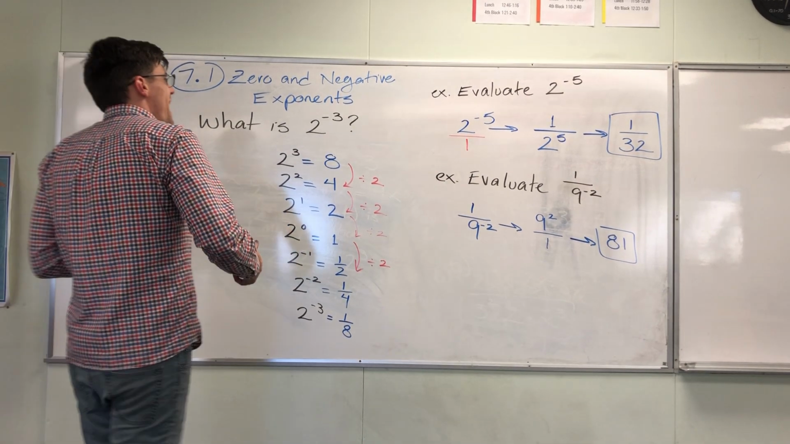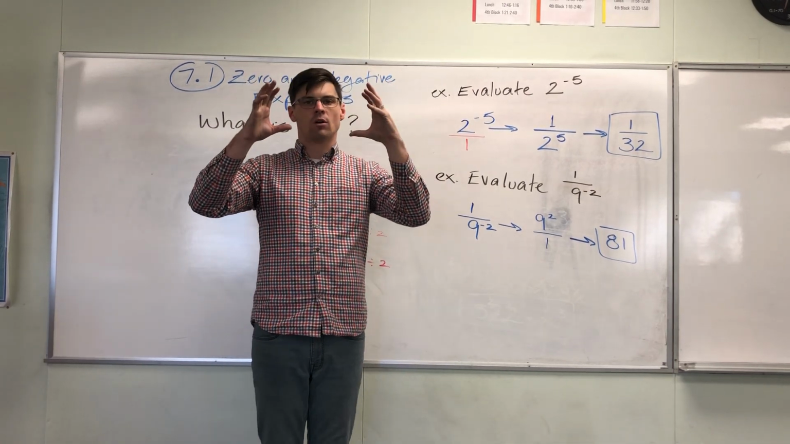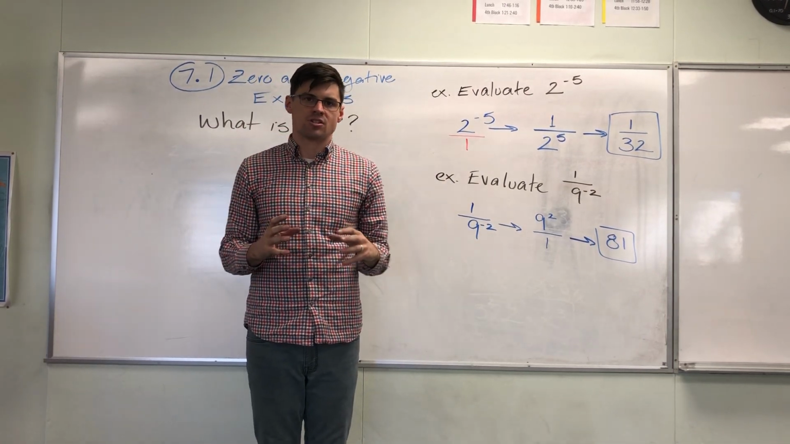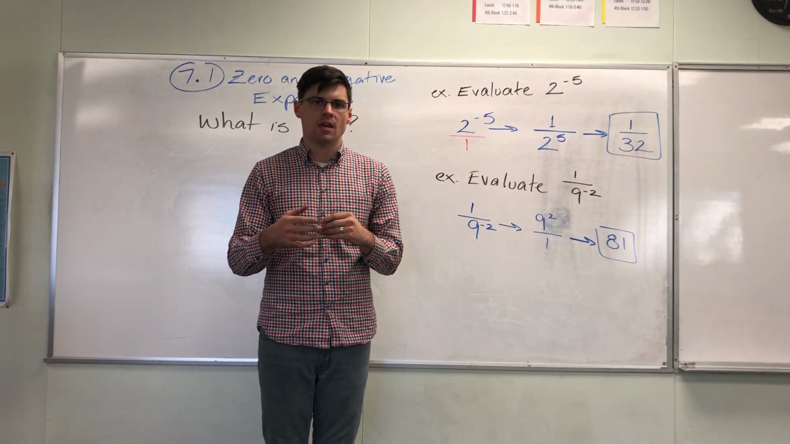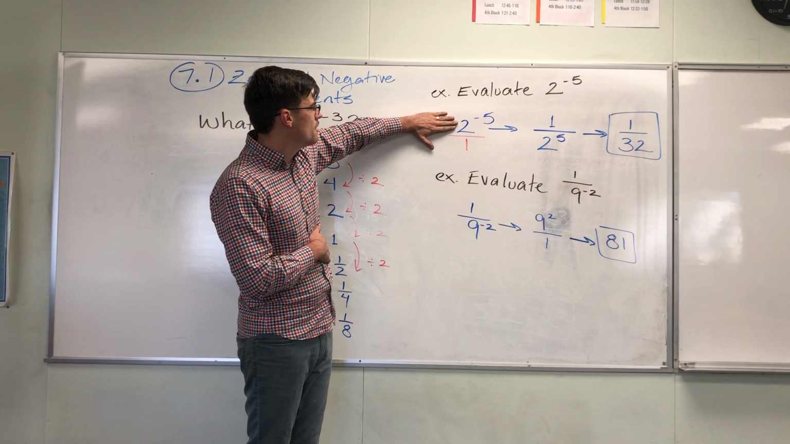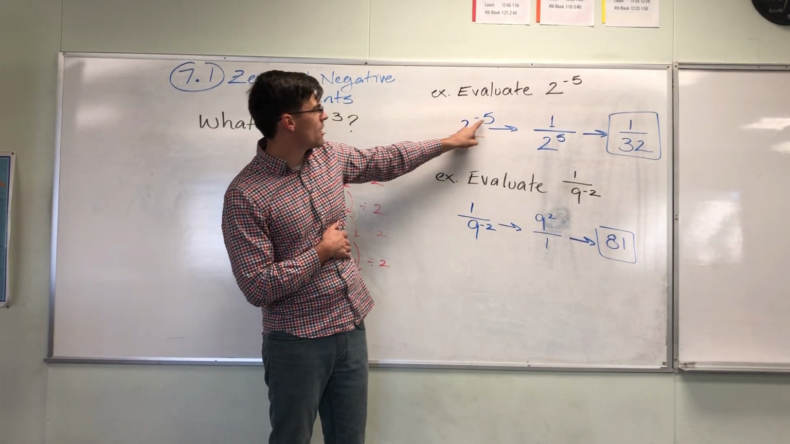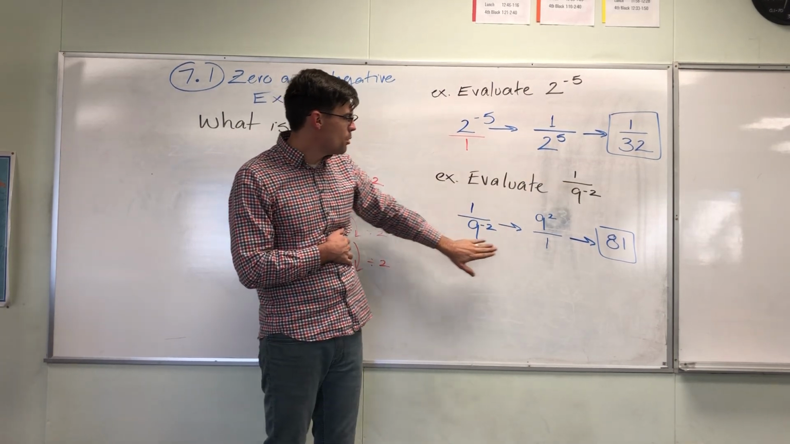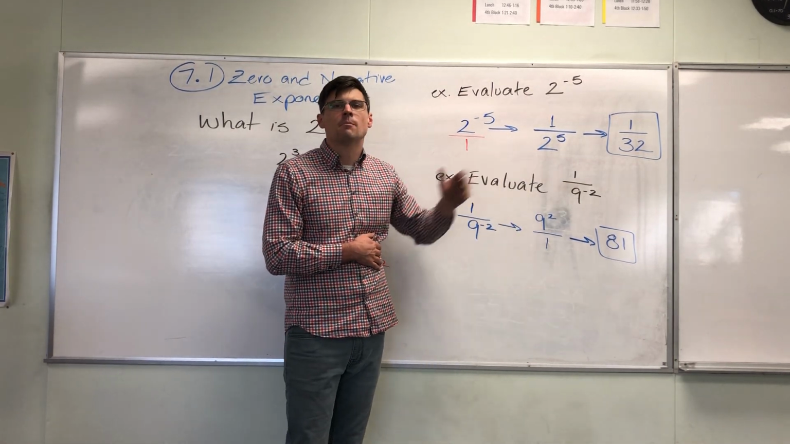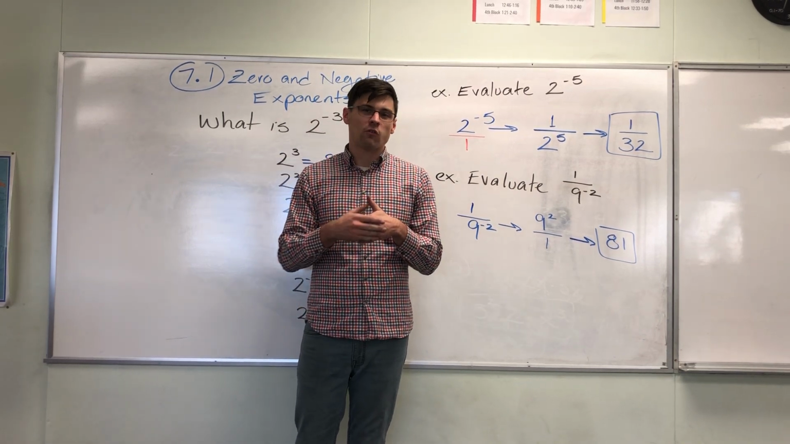So, a negative exponent moves the power across the fraction, and then the exponent becomes positive. If it starts in the top, it moves across the fraction bar into the bottom, and then don't forget to get rid of that negative. If it starts in the bottom, then it's going to move up to the top, and then it's going to become positive.